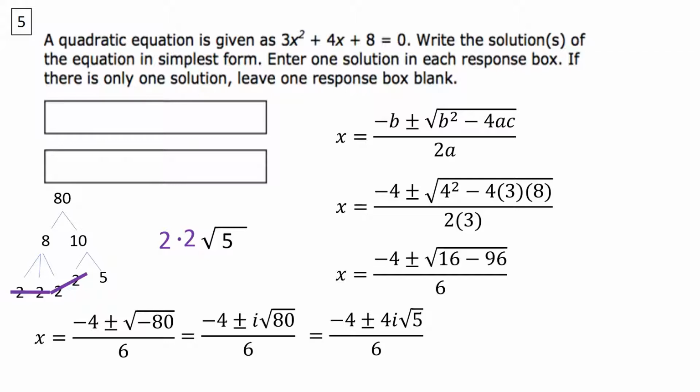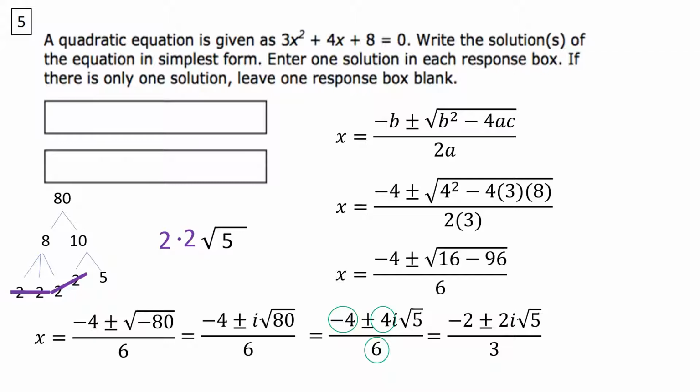Are we done? Well, not quite, because we can still simplify this if there's anything that goes into those 3 numbers. The numbers before and after the plus or minus, and the number in the bottom. What goes into negative 4 and 6? Well, 2 does. So we're going to divide them all by 2 to simplify the fraction, which gives us negative 2 plus or minus 2i square root of 5 over 3.